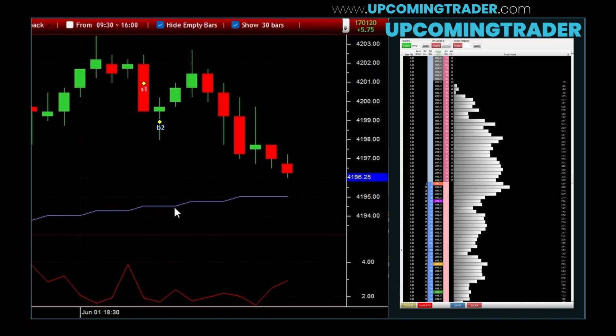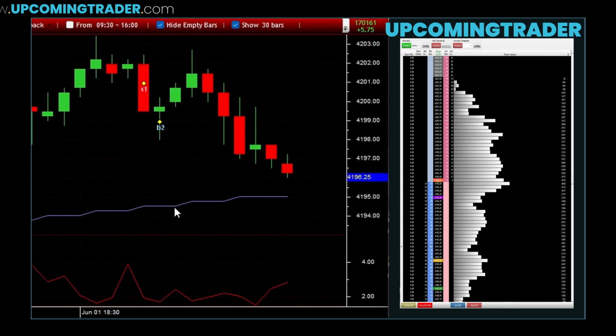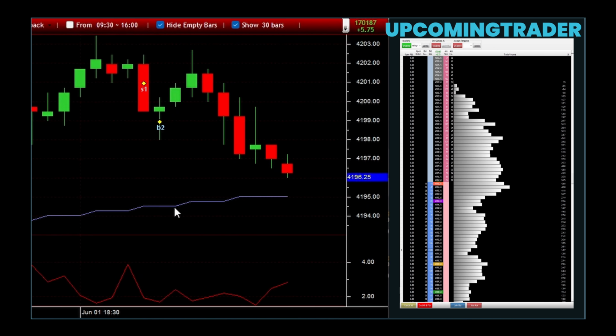A symmetrical triangle is different from the other two, as it indicates a market that is undecided, with the price making lower highs and higher lows. This pattern reflects a state of equilibrium between buyers and sellers, with neither side having a clear advantage. As the triangle narrows, the market is consolidating, and a breakout in either direction becomes increasingly likely.